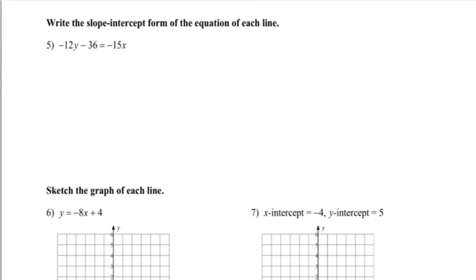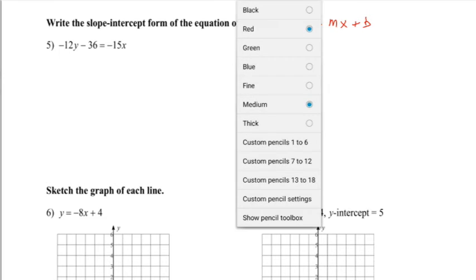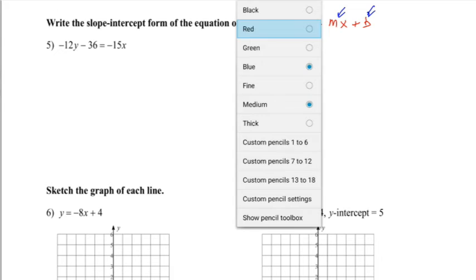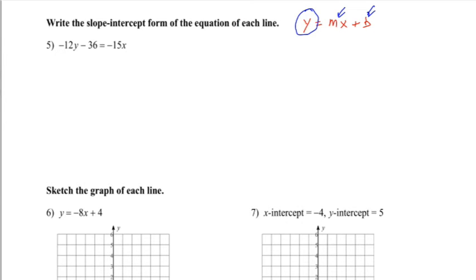Number 5 is asking us to write the slope-intercept form of this particular equation. And when we do this, once again, I'm just going to write this down. y is equal to mx plus b. We see in this form, all we're really doing is looking to get y by itself. And that needs to be in terms of one x coefficient and a constant. So what we're going to wind up doing is just solving this equation for y, and we're going to use our equation solving techniques for that.